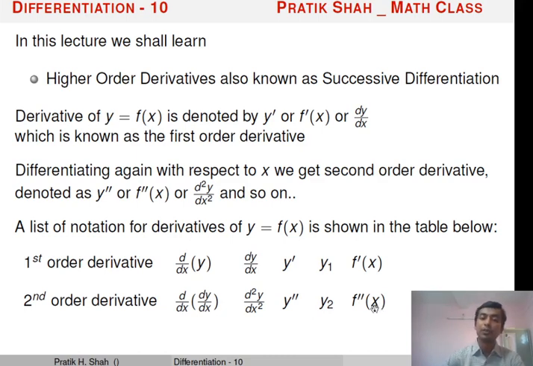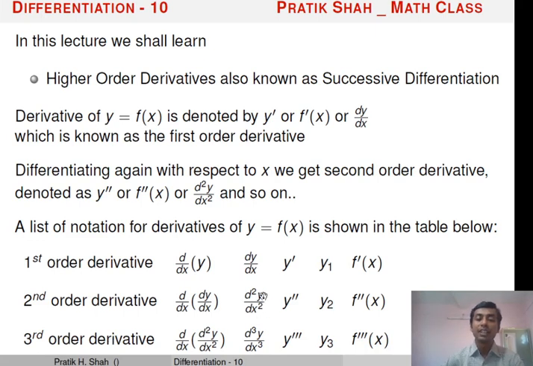Now if we differentiate this second order derivative again with respect to x, then we will get third order derivatives. So third order derivative is nothing but, this was second order derivative and we are differentiating again with respect to x. So finally it will be d cube y divided by dx cube, or we can say it is y triple dash, it is denoted by y3, or f triple dash x. So these are notations for higher order derivatives.